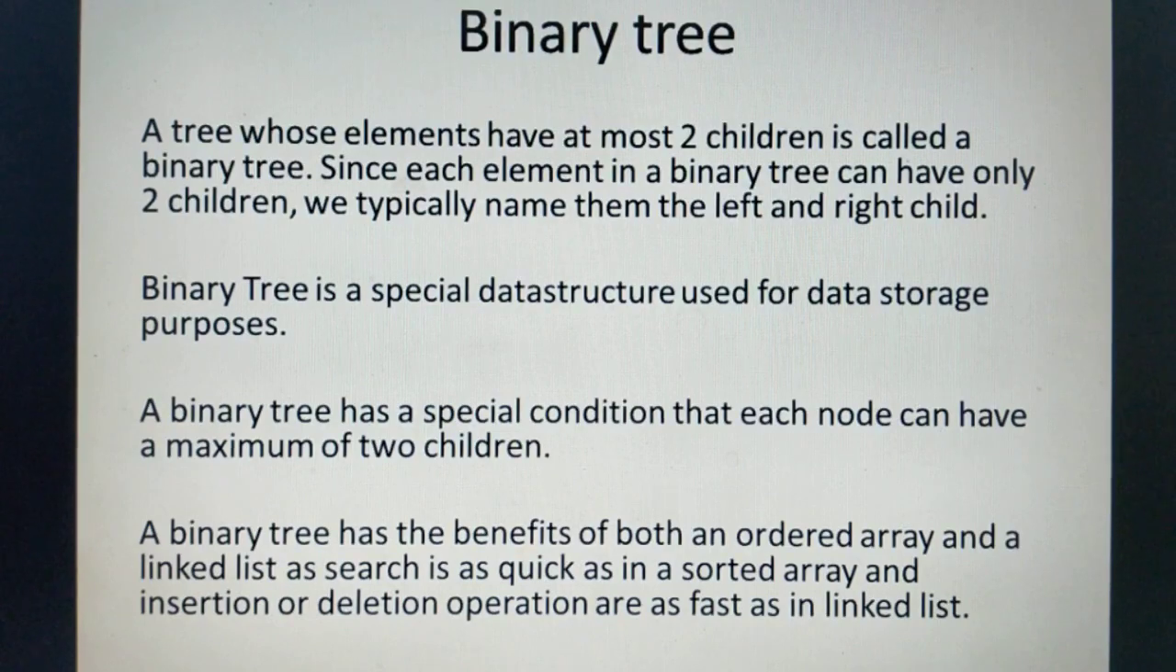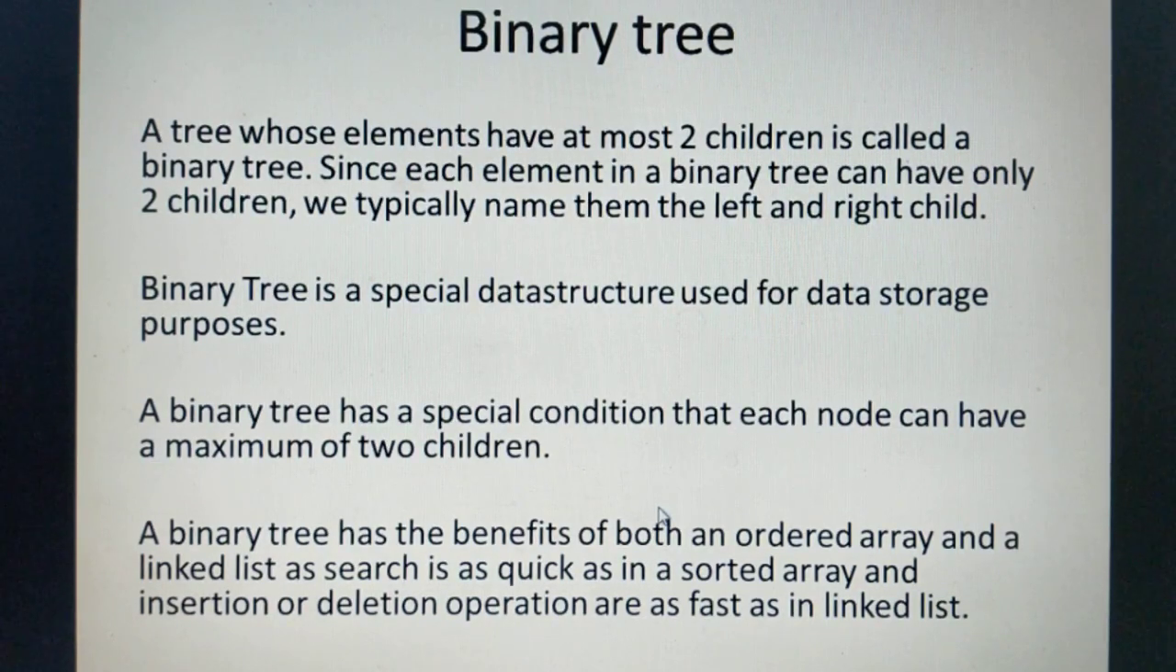This slide mainly concentrates on the binary tree. As the name suggests, this particular tree has only two children. Binary means two, so it has only two children, the left and the right child. A binary tree is a special data structure used for data storage purposes. Now how do we define a binary tree? A binary tree is one whose elements have at most two children. There cannot be more than two children.